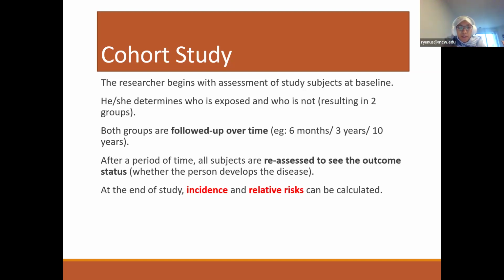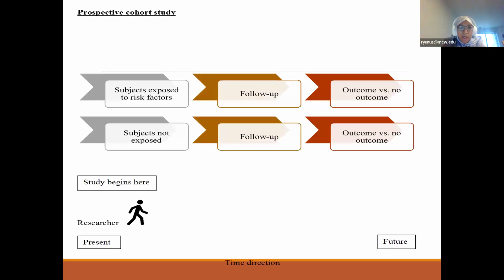And after that period of time, all subjects are reassessed. That means you follow them up, you meet them again, collect data for the second time, and assess them again to see the outcome status, whether the person develops the disease or not. And at the end of the study, you can calculate incidence and relative risk. So let's see how we do that.